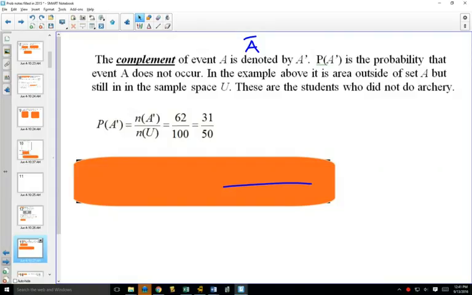And so if you wanted to figure out how many people were not in archery, well, there were 62 people left out of the 100 that didn't do archery. And how did we figure out that number 62? We took the total, which was 100, and we subtracted the 38.